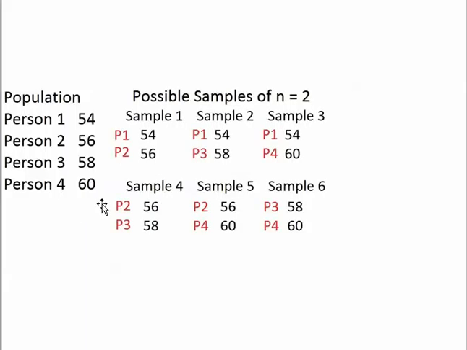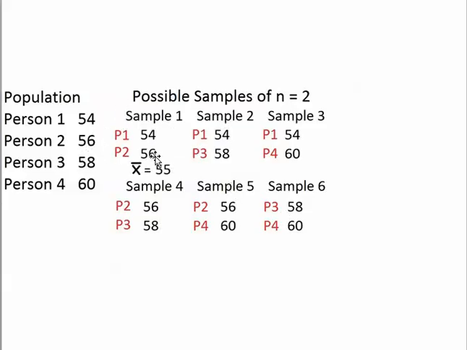Now, if I do that, what are some possible samples of 2 people? Well, I could get person 1 and person 2. I could get 1 and 3. I could get 1 and 4, right here. Or I could get 2 and 3, 2 and 4, and 3 and 4. Those are the 6 possible samples that I could end up selecting if I take 2 people from this population.